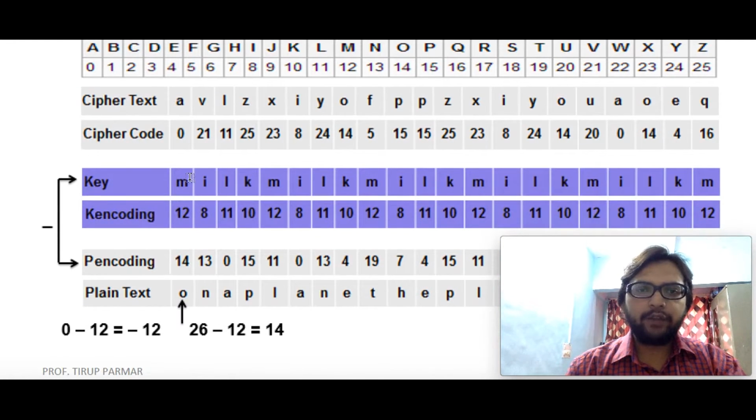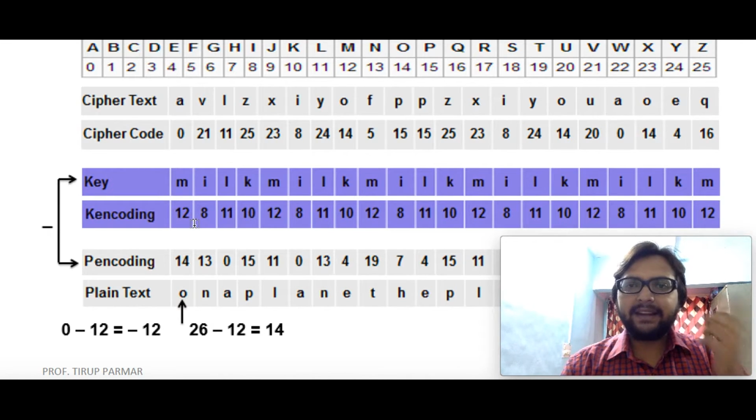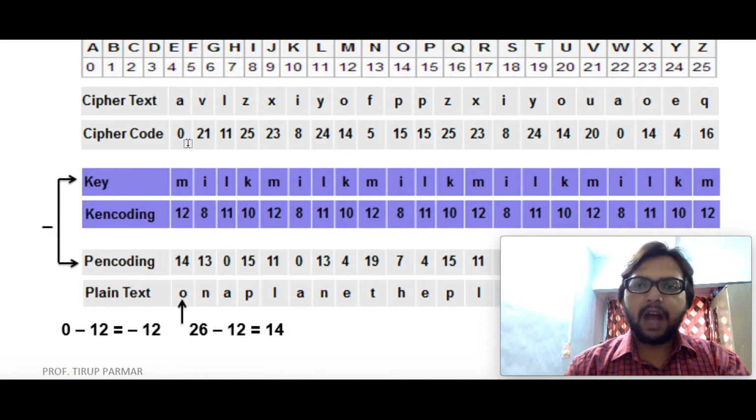Then again we are going to use a key. What is our key? Our key is milk. Now remember, we are going to subtract the key coding number from the cipher code. So 0 minus 12. Now remember one thing: while creating a cipher text, whenever the addition went above 26, we subtracted 26 from our number. The same way here, whenever the subtraction result is negative, we are going to add 26 to the same number.